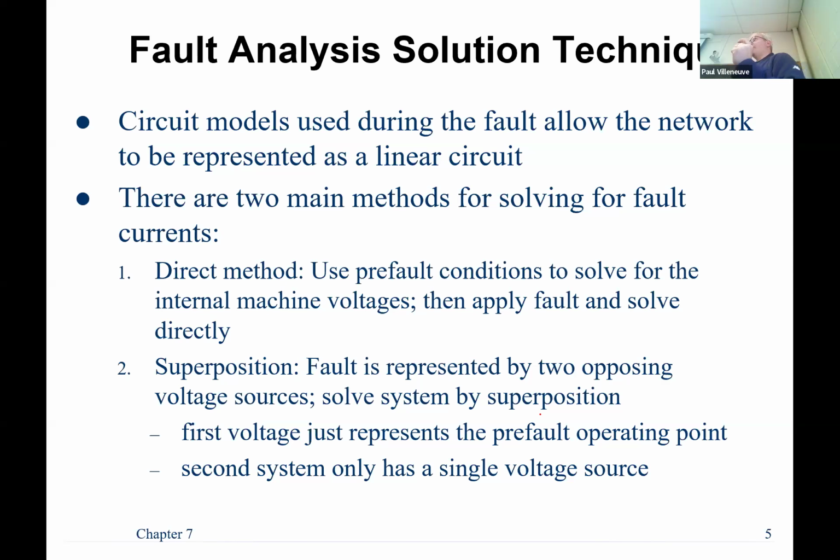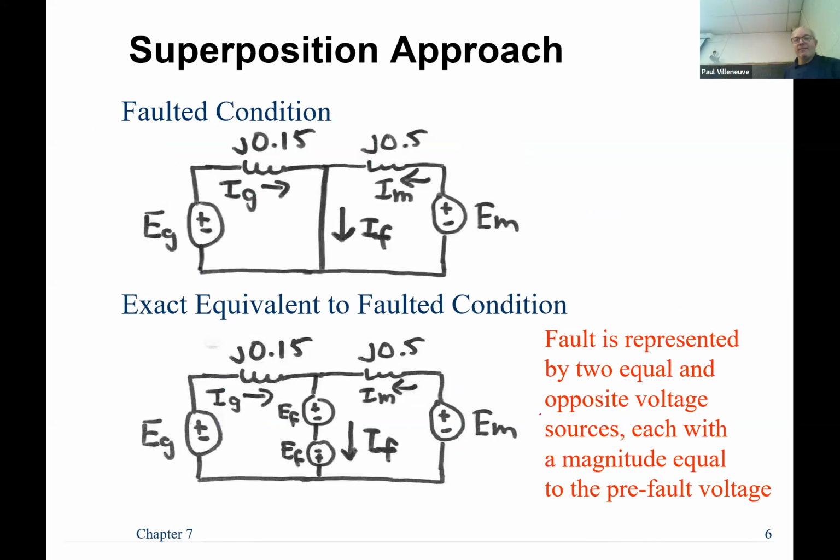Then the concept is superposition. We're going to put another voltage source in the opposite direction of the pre-fault voltage to force the terminal where the fault is going to have 0 volts. And the concept of superposition is you can do them all at once, or you can do a bunch at once and then add that last one in. And the current that I calculate is in fact going to be the fault current. That's what superposition allows us to do.